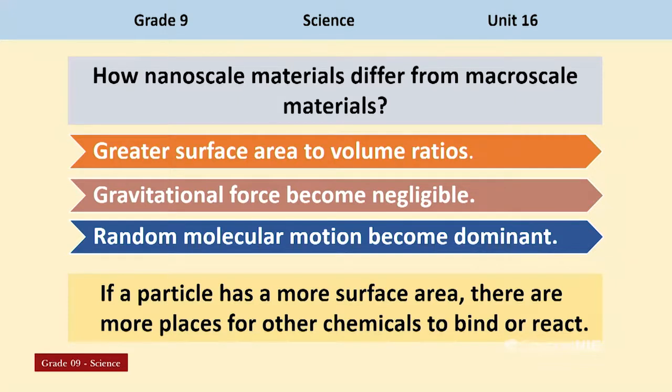So, how nanoscale materials differ from macro scale materials? One important property, greater surface area to volume ratio, and gravitational force become negligible when something become very small. Nanoparticle is very small, light in weight, therefore, less attraction towards the earth, and they have random molecular motion, and the random molecular motion or Brownian motion become very dominant. In a nanoparticle, if the particle has more surface area, there are more places for the other molecules to come and interact or to make more molecular interaction. We call it molecular bonds.